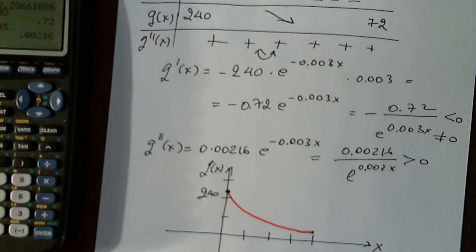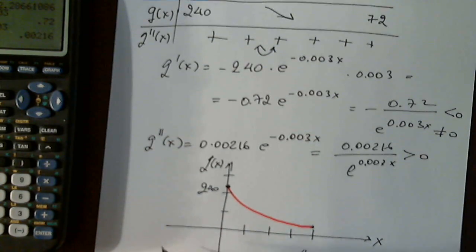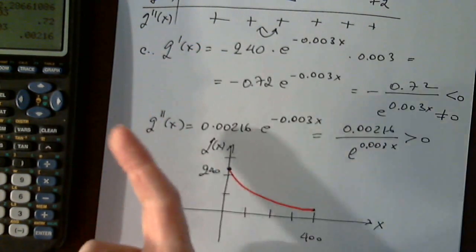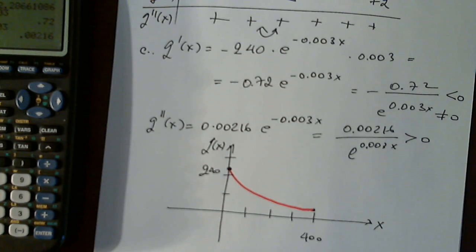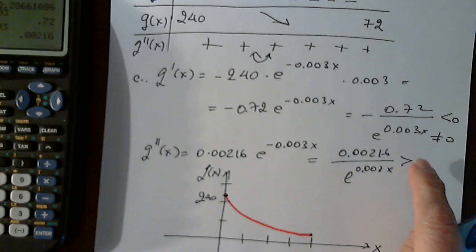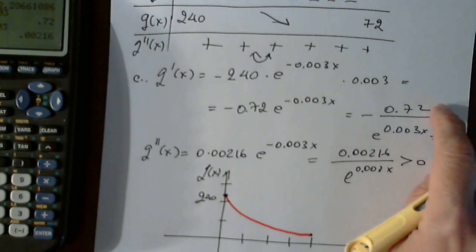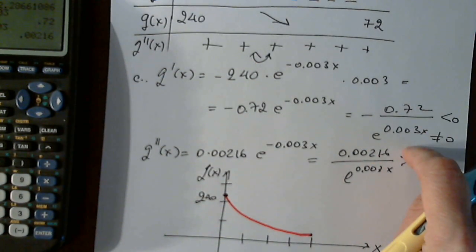Find the marginal demand Q prime. We already did. That was part C. We already found the marginal demand. Interpret the meaning of the derivative. So what does the derivative mean? It's the rate of change.